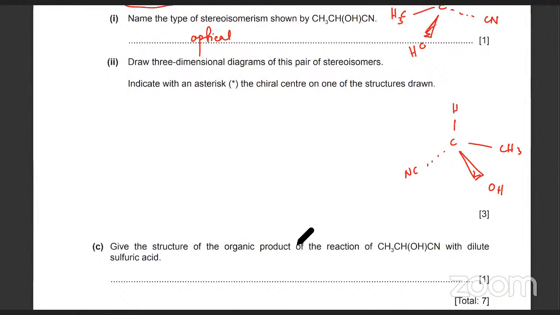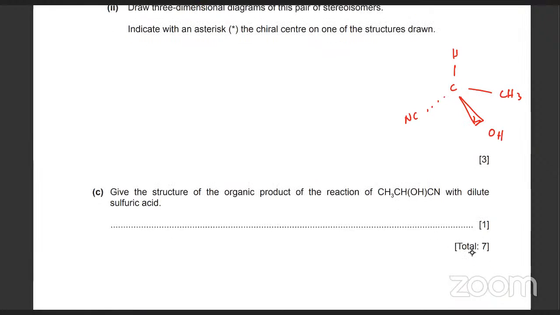Give the structure of the organic product of the reaction with dilute sulfuric acid. Now, remember, dilute sulfuric acid hydrolyzes CN. So what happens is, you've got CH3, you've got CH, the OH is still there. The CN turns into a carboxylic acid. That's it. It's only the CN that turns into a carboxylic acid. Nitriles get hydrolyzed when you react them with dilute acids.